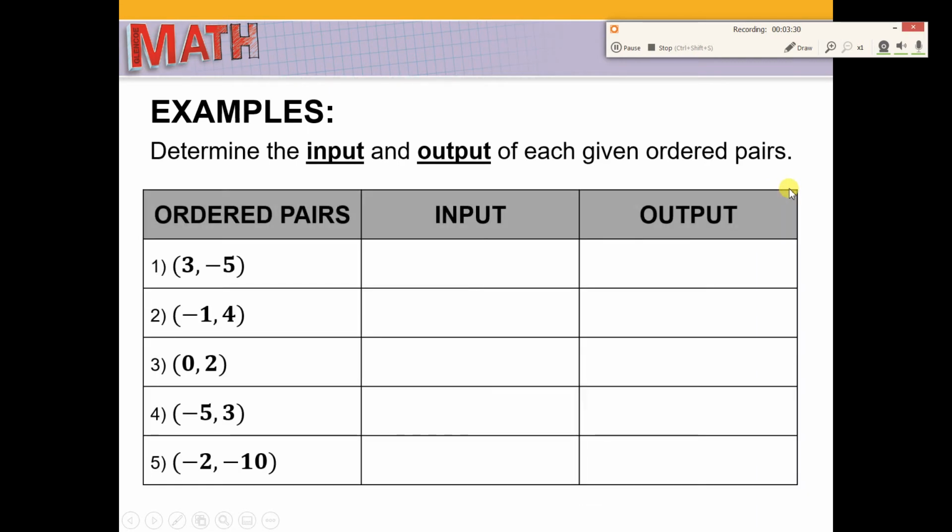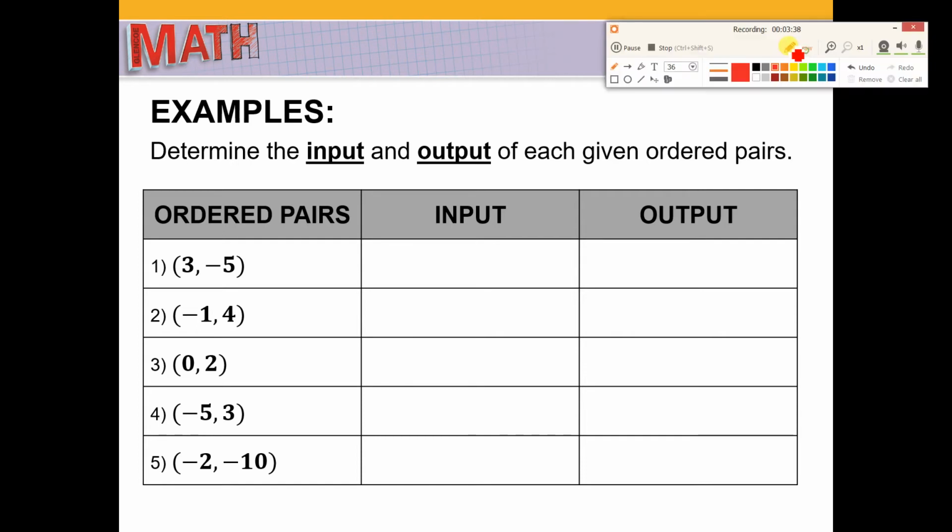In this example, let's determine the input and output of each given ordered pair. Again, based on what we have learned in the previous slide, inputs are the x values and outputs are the y values. Now, how do we know which one is the x or y in a given ordered pair? Again, you have to remember that the first number is always x and the second number is always y. Now let's fill in this table.